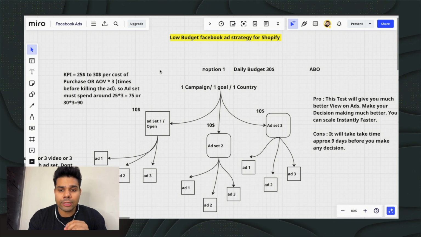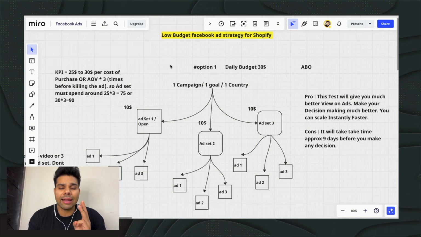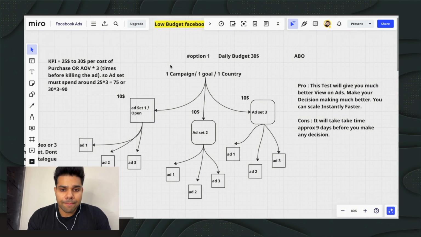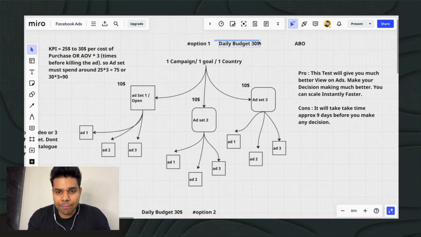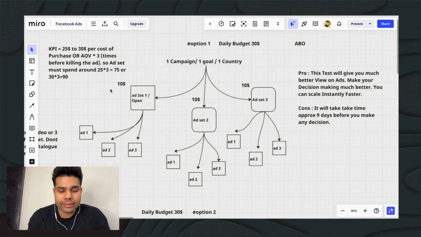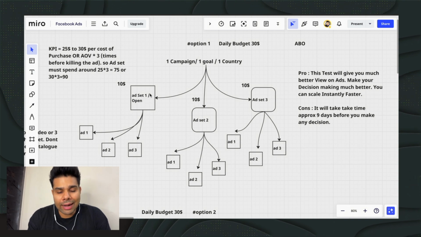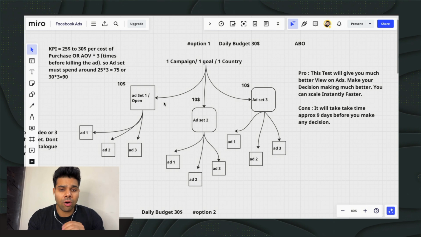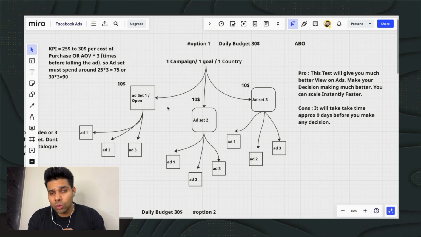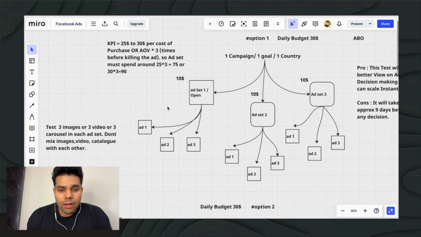And our daily ad spend is $30. There are three options that you can do. One campaign, dividing your $30 daily budget into three ad sets: $10, $10, $10. Doing broad targeting, open targeting, we are not choosing any interest or anything else. You can choose interest if it's really broad. If you are going into micro interest, then please don't do it. You are just wasting money.